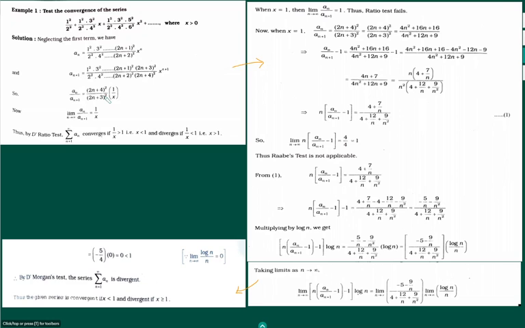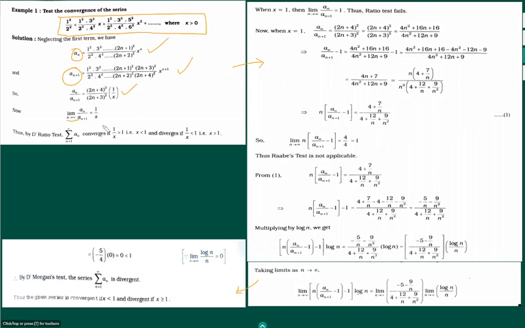First of all, we will do one exercise based on the De Morgan Bertrand test. For example, test the convergence of this series. First of all, you write the nth term. The nth term is this. Then you write the (n+1)th term, replacing n by n plus 1. This is the (n+1)th term. And then find a_n over a_(n+1), which comes out to this.